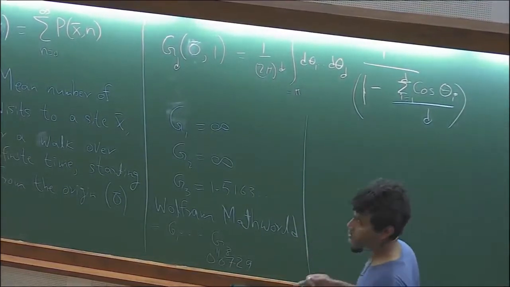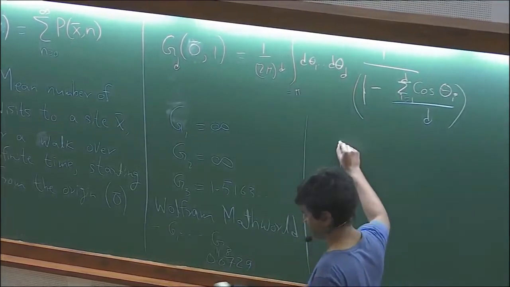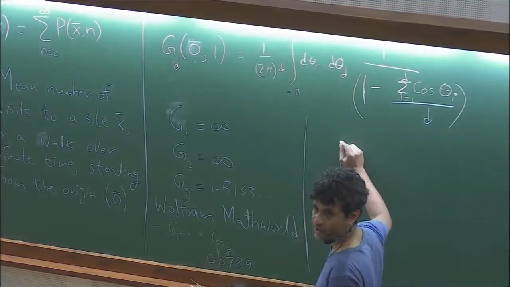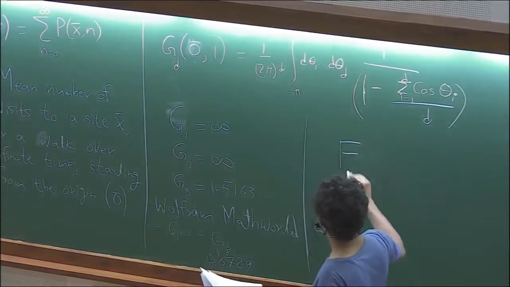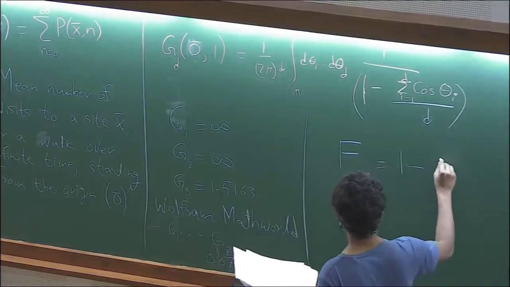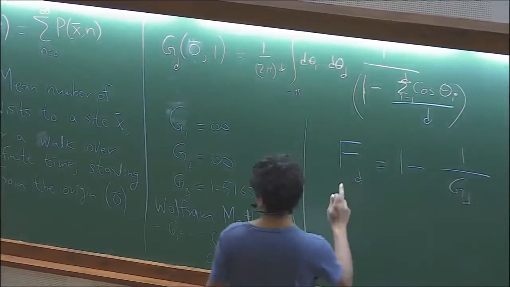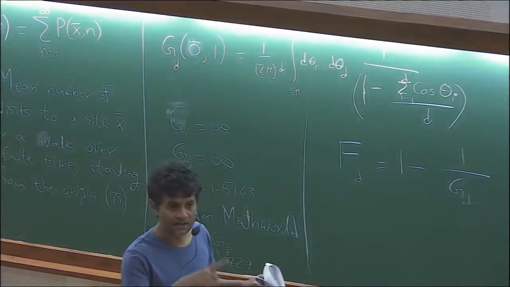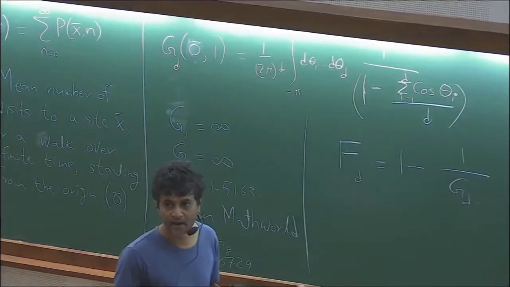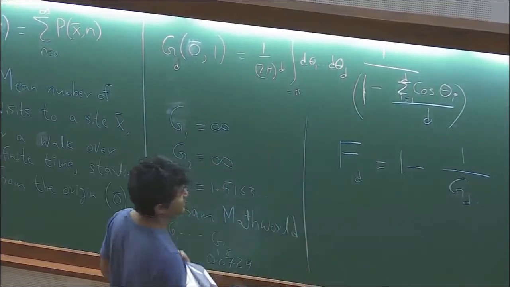And then we asked the question, what is the probability, what did I call it, F, is it? Probability of return. We showed that this is equal to 1 minus 1 over G_d. So this is the probability, starting from the origin, that if I keep walking, I'll ever come back to the origin. And then we said that these two quantities can be related.